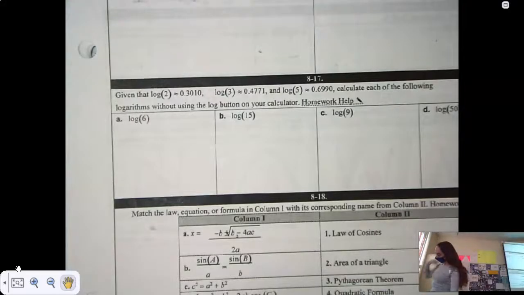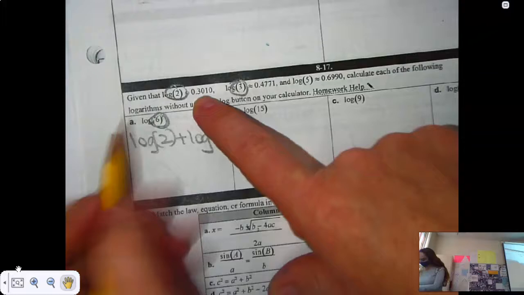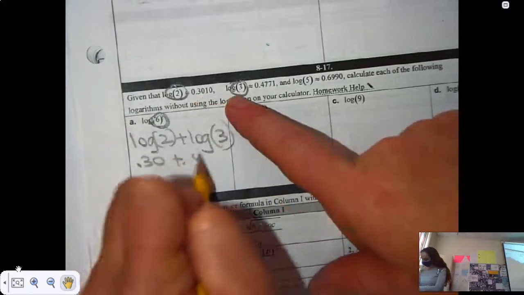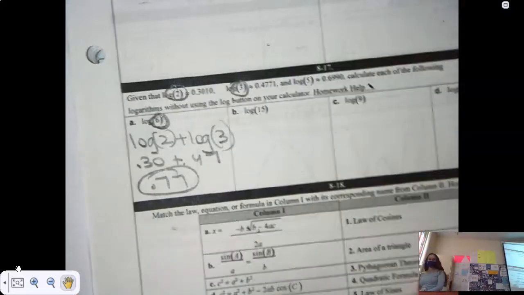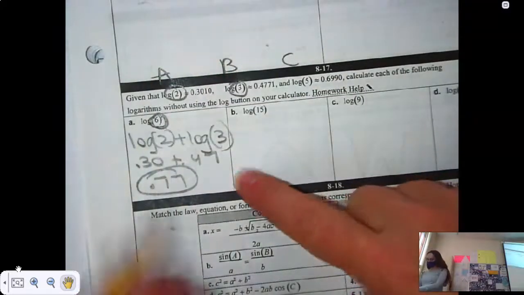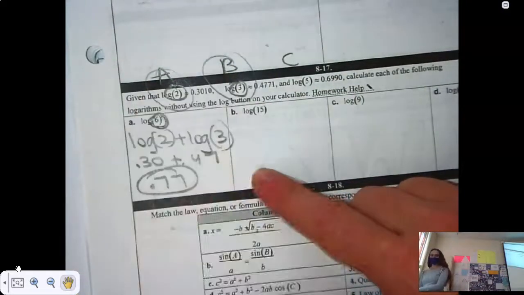This one, I'll do letter A, and then I need you to do the rest. Okay? So this log 6, if you remember the rules about logs, they're exponents, which means if you're multiplying, it really means add. So I focus on the 6. And I see that if I go 2 times 3, that is 6. So the rules of logs say that when you're multiplying, it really means add. So that means I'm going to take 0.30 plus 0.47, which is 0.77. So manipulate them on how you can do that so that you get the answer. If this was A, this was B, and this was C, the answer would be A plus B.